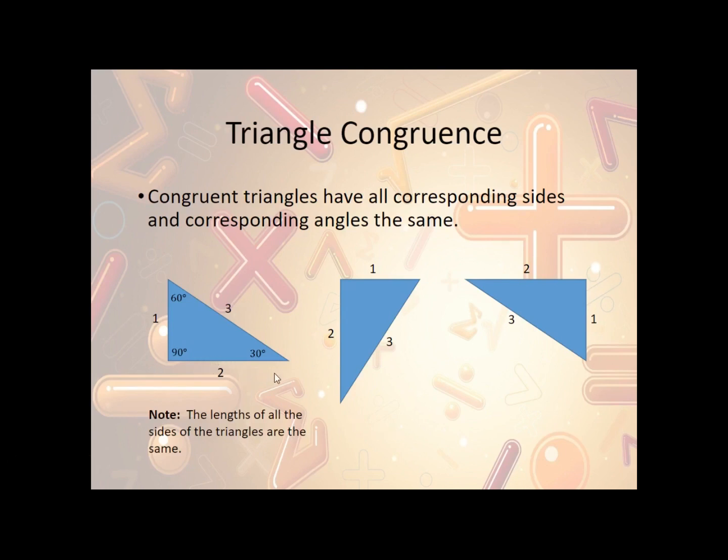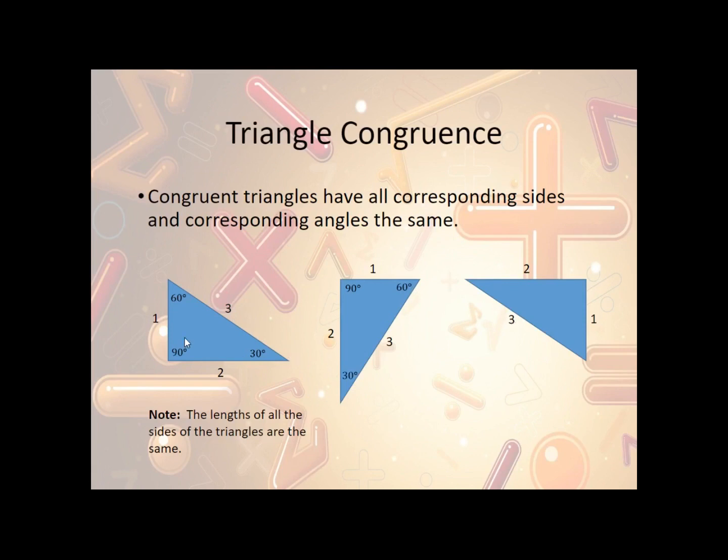Now, angles, we can do the same thing. So this angle here is 90 degrees. Well, the corresponding angle is this one here. This one is also 90 degrees. Then this one is 60 degrees. And its corresponding part is right here, so this is 60 degrees. And then this one is 30, and that's corresponding one is here.